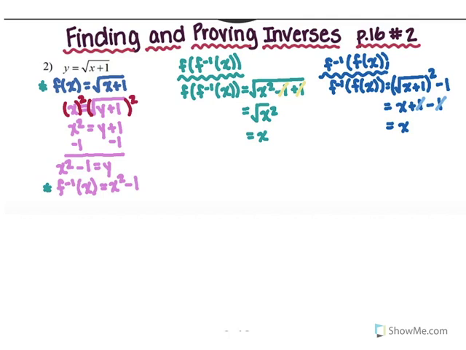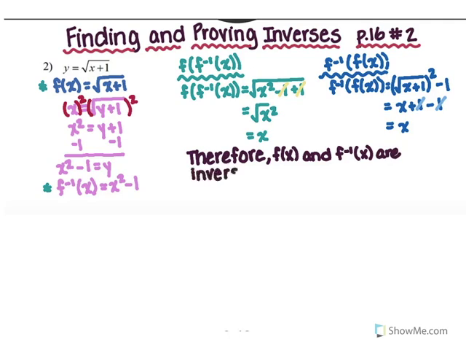So now at the end we're going to write, therefore, f of x and f negative 1 of x are inverses because, okay, so this is where you have to write a long statement. So it's because f of f negative 1 of x equals x, which equals, and then you write it the other way, f negative 1 of f of x.